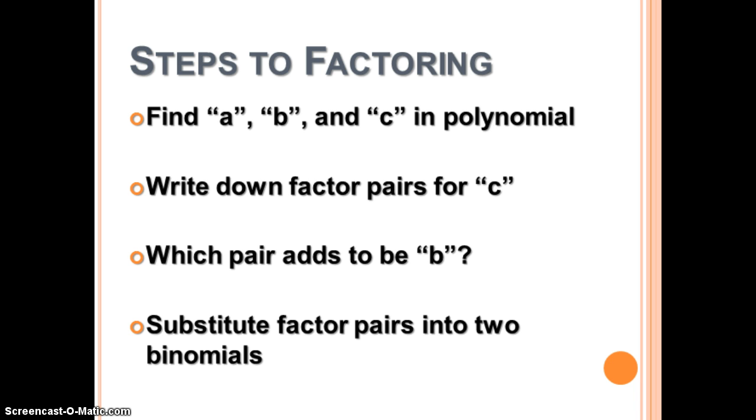So the steps to factoring, you're going to identify your a, b, and c values first in your quadratic polynomial. A is in front of the x squared term, b is in front of the x to the first term, and c does not have an x attached to it. Then you are going to write down the factor pairs that multiply together to be c. Select the pair that will add to be b. Substitute the factor pairs into two different binomials, and you will have your factoring done.